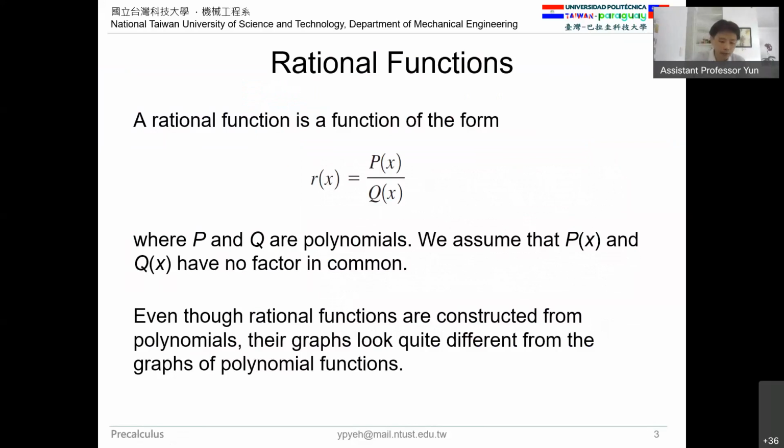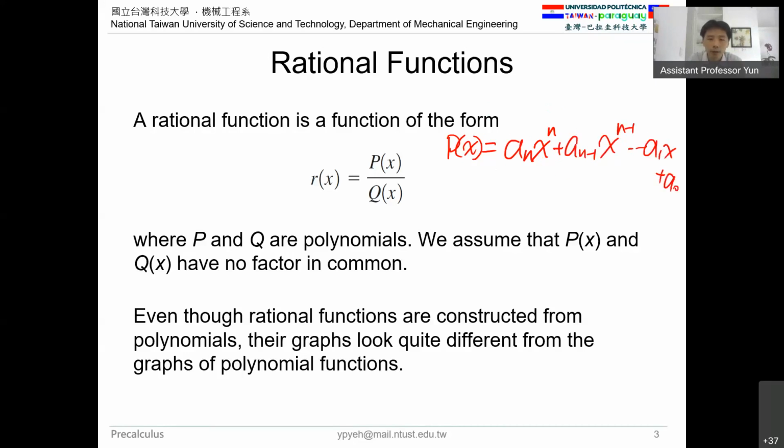Okay, so this is what we learned last week, and the rational functions combine p of x divided by q of x, where p of x and q of x are polynomial functions. And if you still remember the definition of the polynomial function, it includes a_n times x to the power of n, plus a_(n-1) times x to the power of n-1, etc., down to a_1 x plus a_0, right?